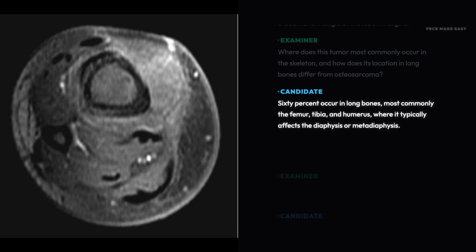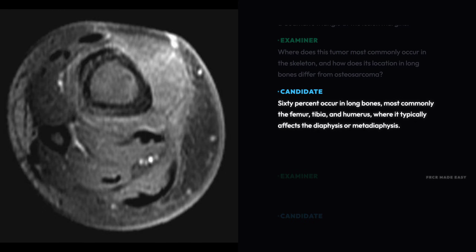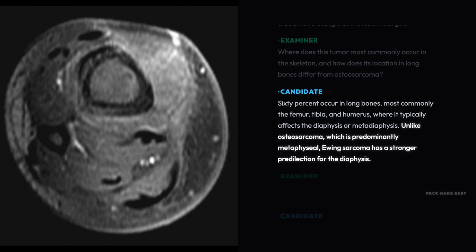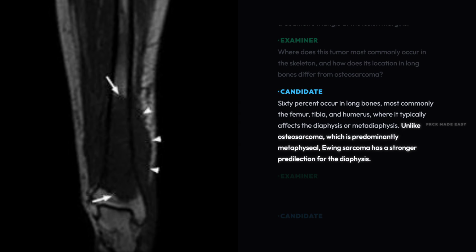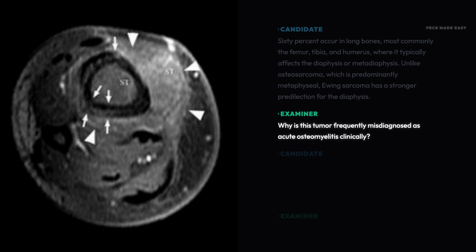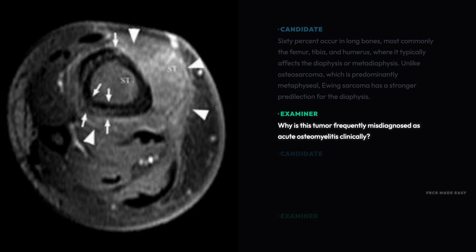osteosarcoma? 60% occur in long bones, most commonly the femur, tibia, and humerus, where it typically affects the diaphysis or metadiaphysis. Unlike osteosarcoma, which is predominantly metaphyseal, Ewing sarcoma has a stronger predilection for the diaphysis. Why is this tumor frequently misdiagnosed as acute osteomyelitis clinically?